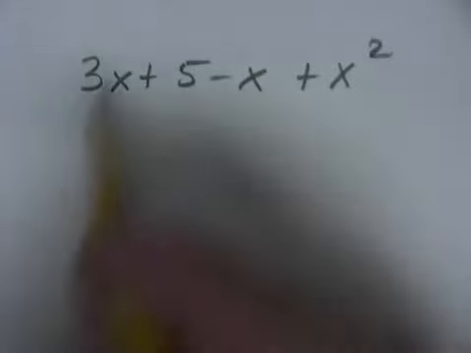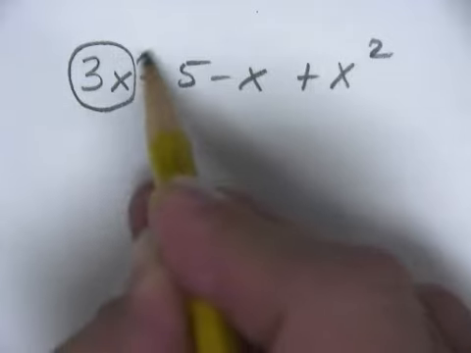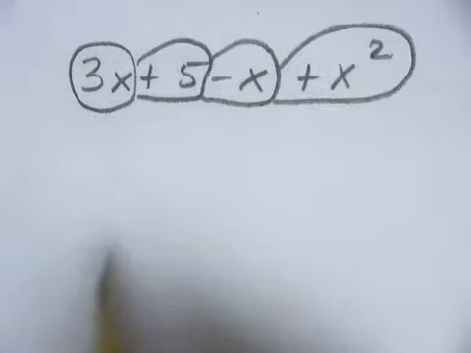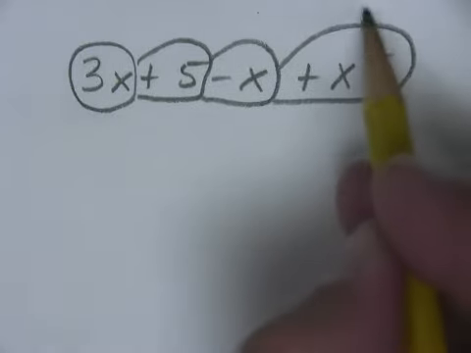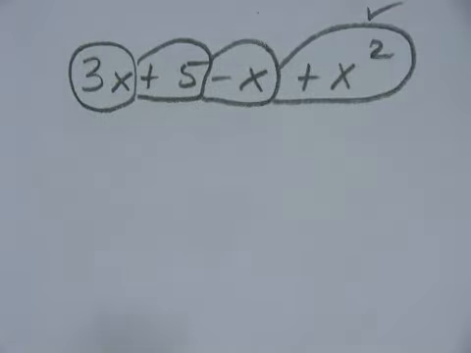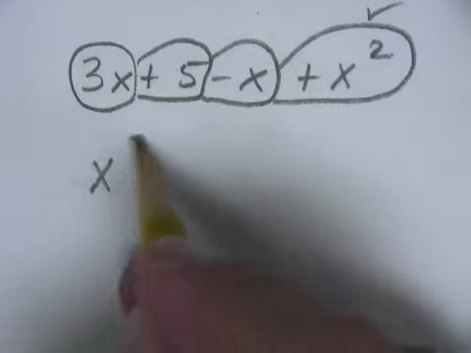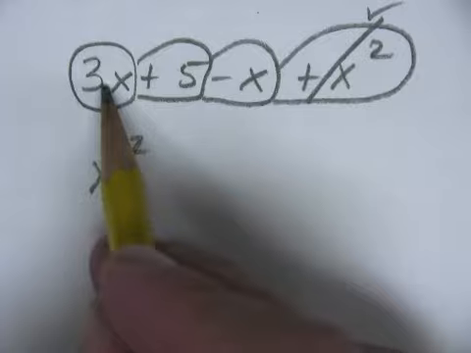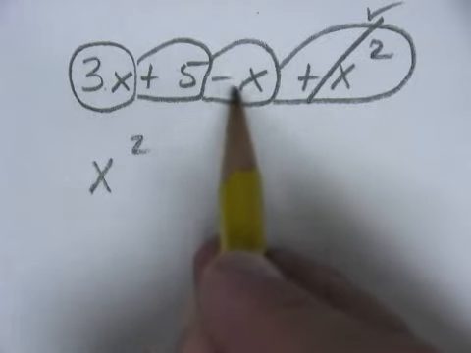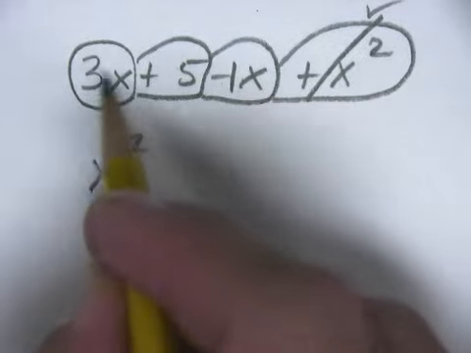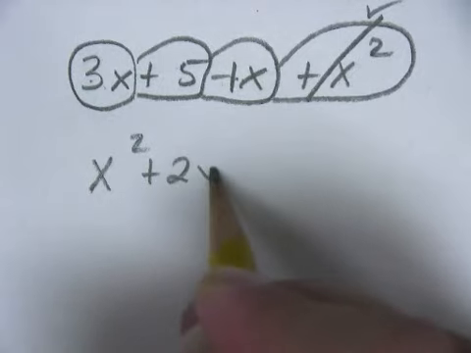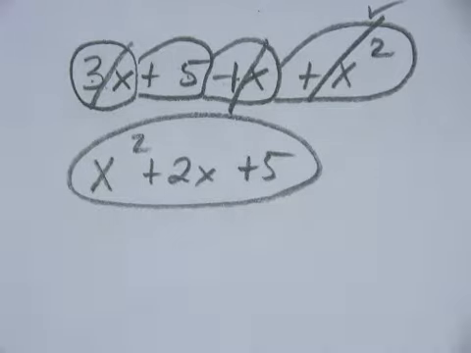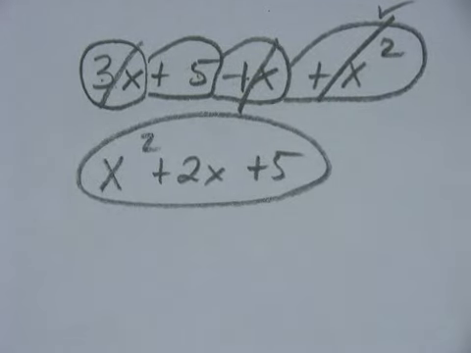Last question. Circle like terms. Start with the highest exponent, which is this guy. There's no other x squareds, so we just put him down. Then go to the x's. Remember, this is a negative 1 right here. So 3 minus 1 is 2. And then a 5. There's lesson 23. Good luck on your homework.